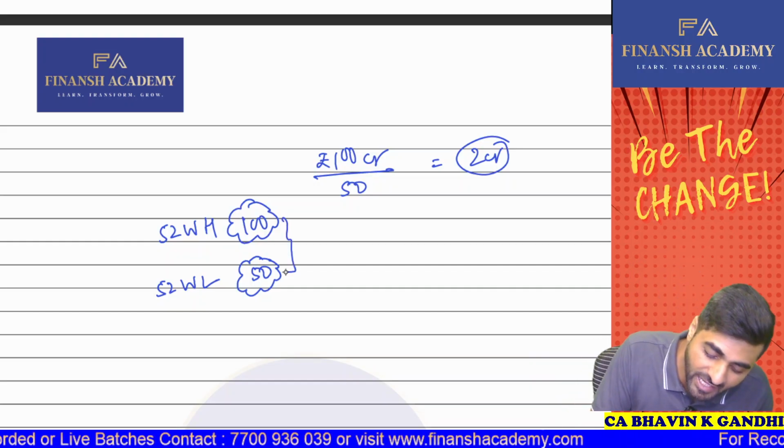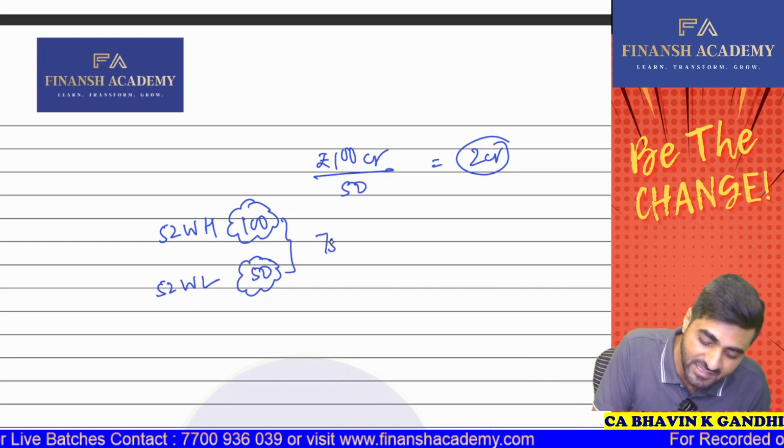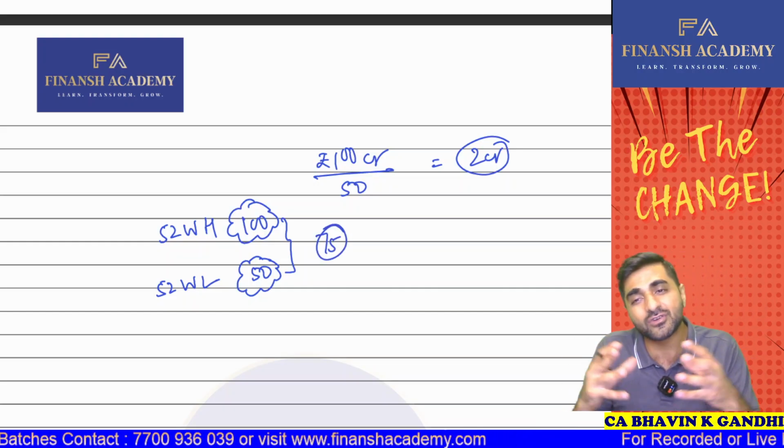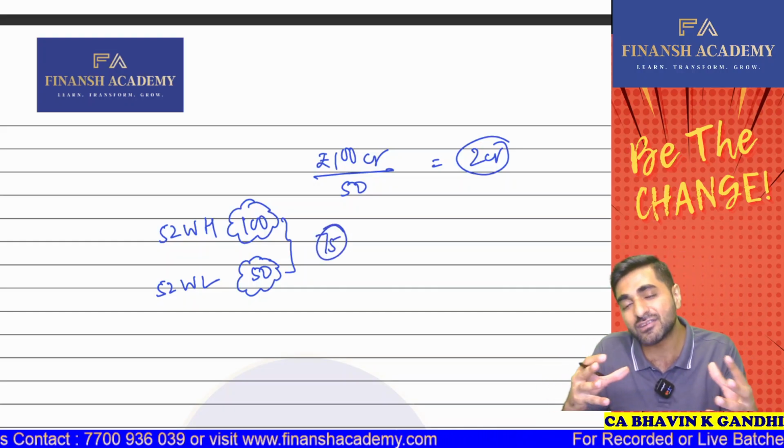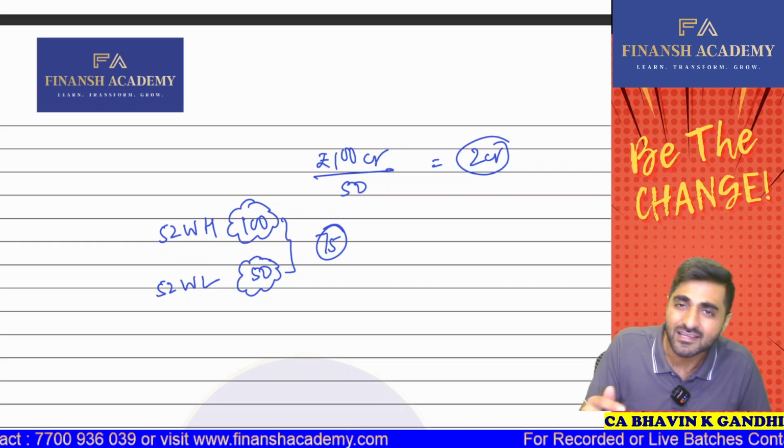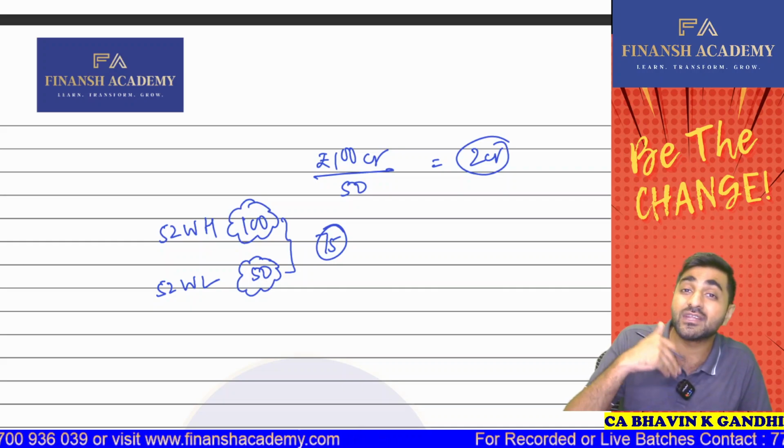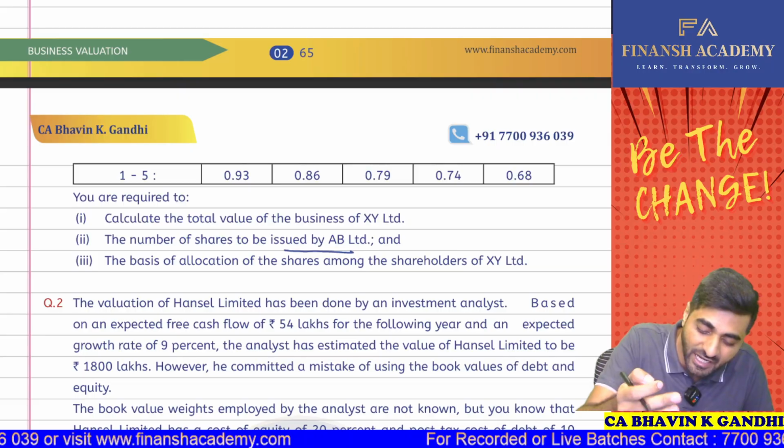My dear students, we need to take the average of this. So the average of this is, let's say, 75. The negotiation will happen in such a way that they will take the average of it, and on that basis will be the number of equity shares issued by the acquiring company to the shareholders of the target company.